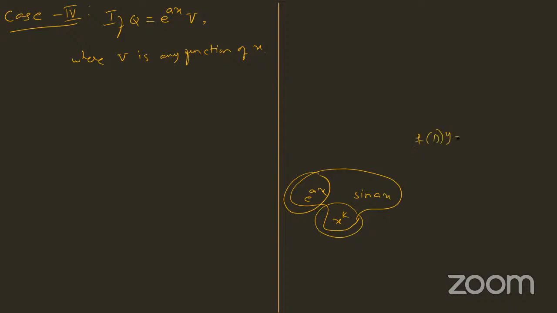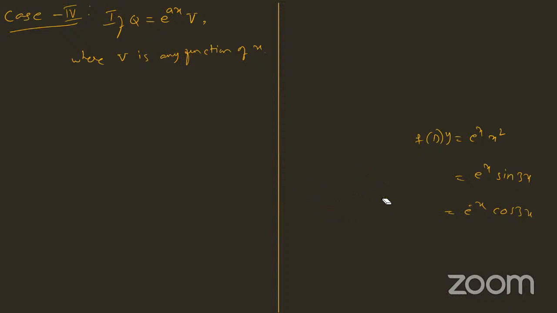F of d into y is equal to e power x into x square. Or else you may have a function like this on the right side, e power x into sine 3x. Something like e power minus x into cos 3x. So these things are allowed, but you cannot take any other random functions. Even if you take them, there are other techniques, but we are not discussing them in our syllabus. Okay, so let's just begin what to do when the right hand side function is this.